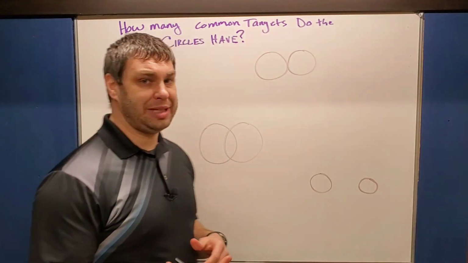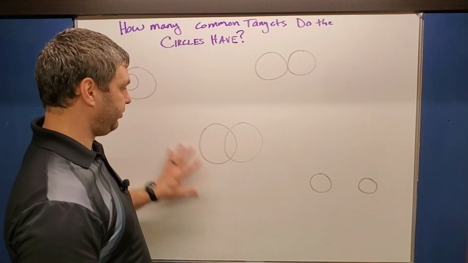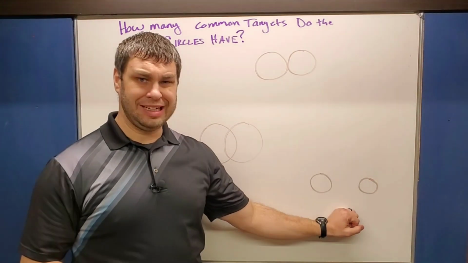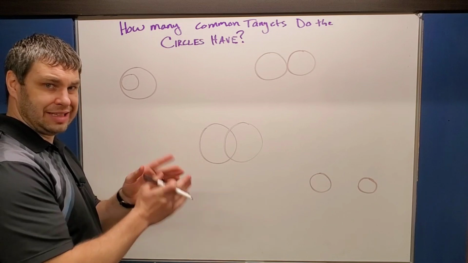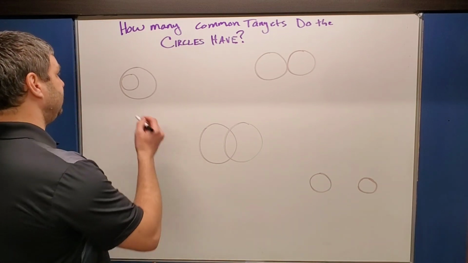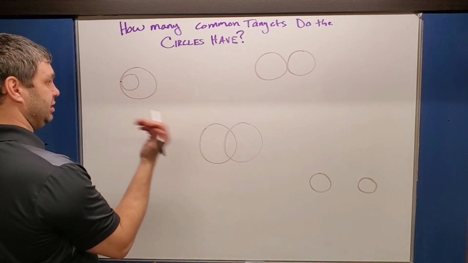All right, this question is asking us how many common tangents do the sets of circles have? We have four different sets of these two circles here. And in this first one, remember a common tangent has to touch both circles in exactly one spot. So what I mean by that is in this one, of course, the only way that they touch is here, the only spot that they touch.